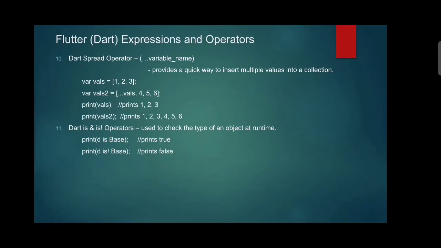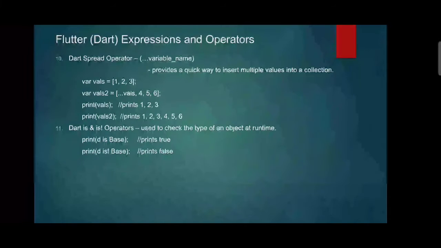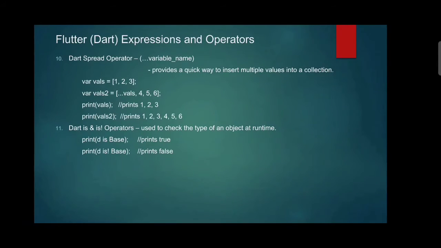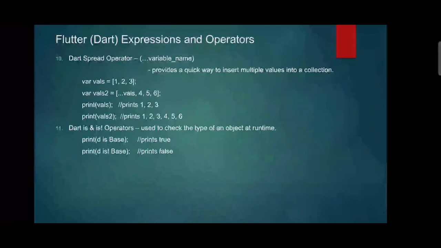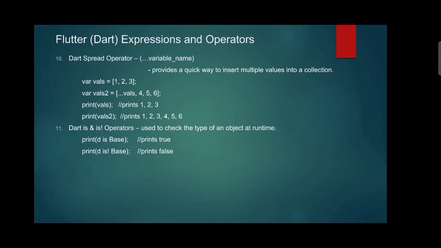So we have here declaring variables. We have var, data type, var, then vals equals 1, 2, 3. When we print vals, it prints 1, 2, 3. Then the second var, variable name vals2 equals triple dot vals, then comma 4, 5, 6.